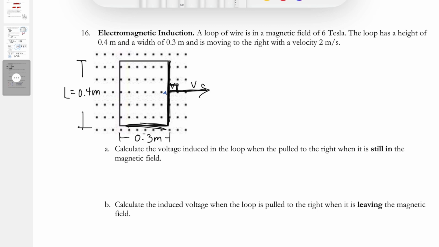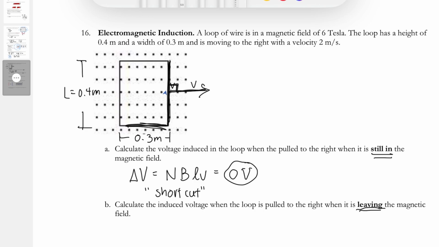It says to calculate the voltage induced in the loop when pulled to the right while it is still in the field. So you may be tempted to use this V equals BLv equation. I called this the shortcut equation, but that's the trick, right? This is the shortcut equation that you can only use if the coil is exiting or entering the field. In fact, while it's within the field, still inside the magnetic field, the delta V is 0 volts.